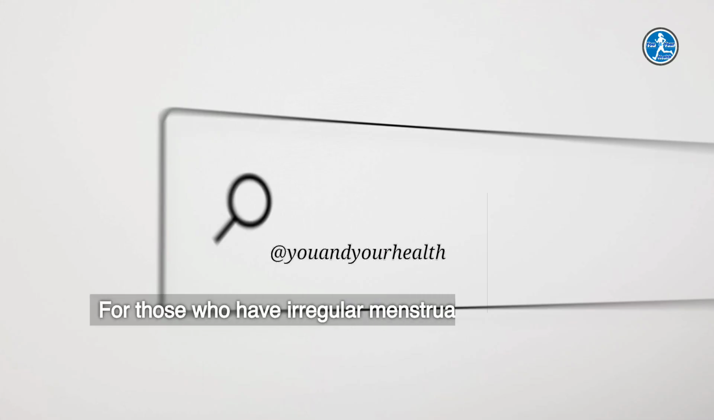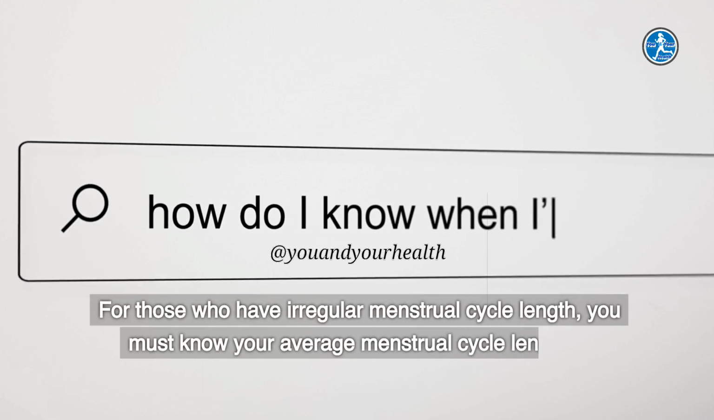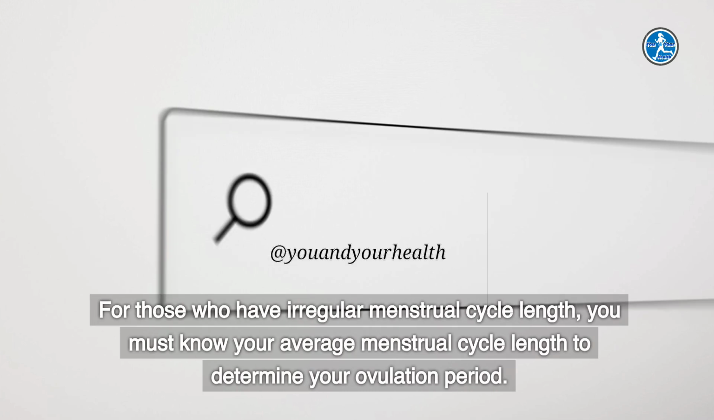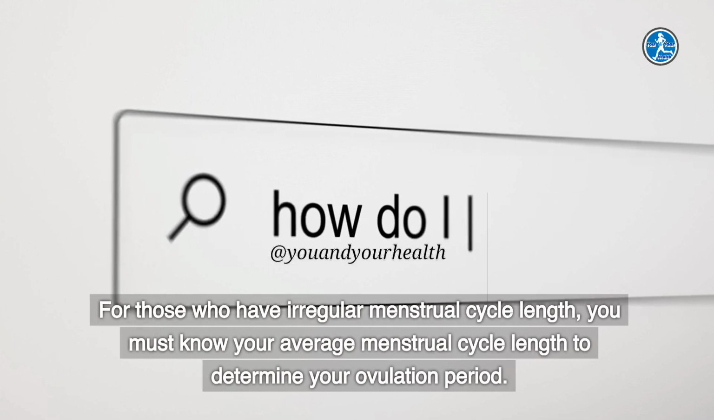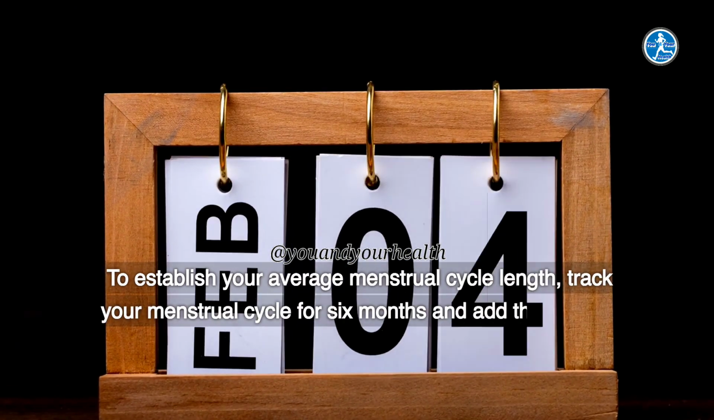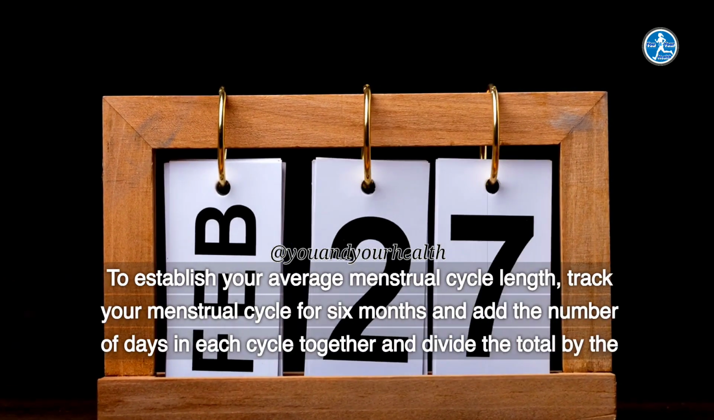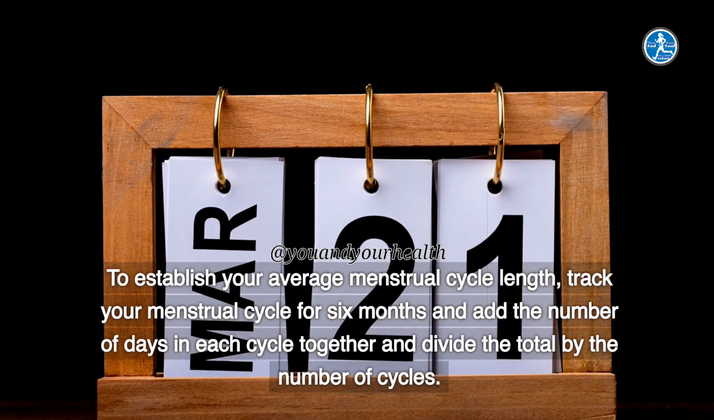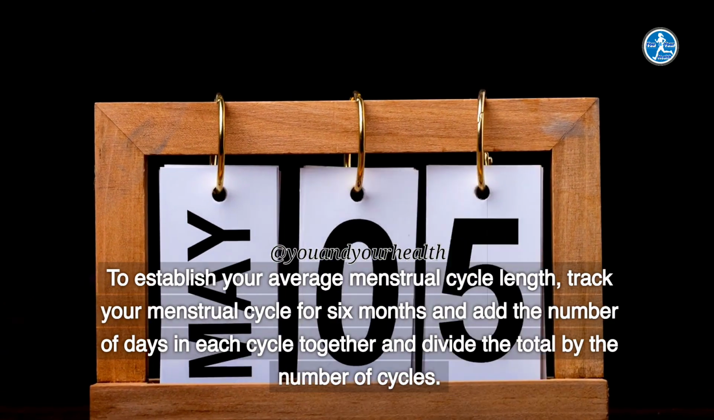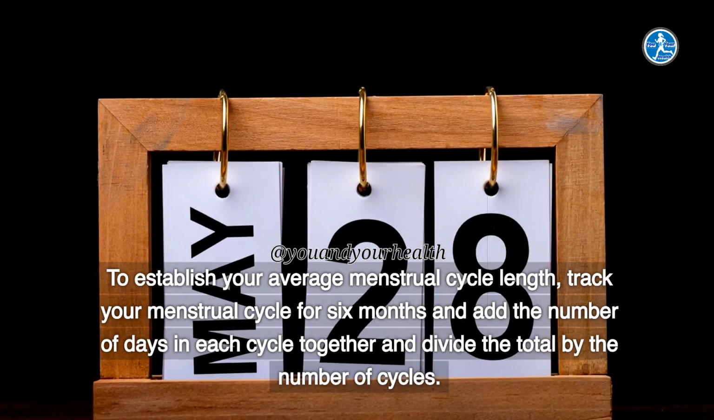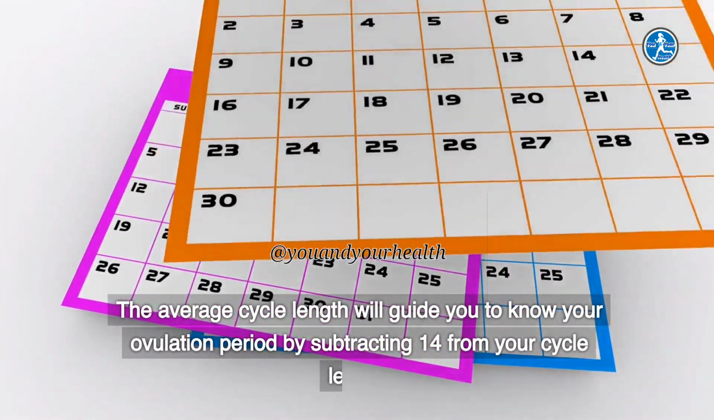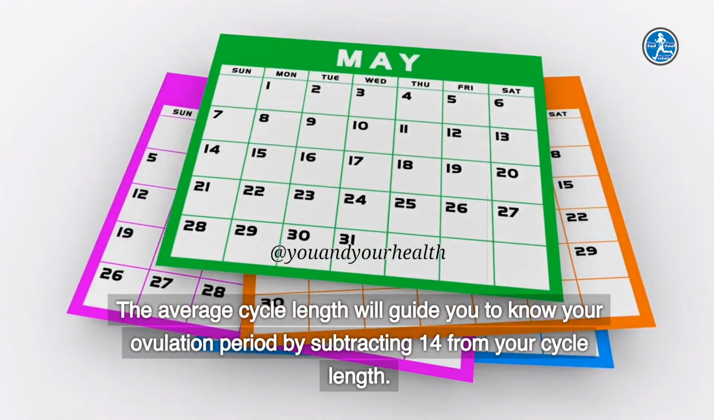For those who have a regular menstrual cycle length, you must know your average menstrual cycle length to determine your ovulation period. To establish your average menstrual cycle length, track your menstrual cycle for 6 months and add the number of days in each cycle together and divide the total by the number of cycles. The average cycle length will guide you to know your ovulation period by subtracting 14 from your cycle length.